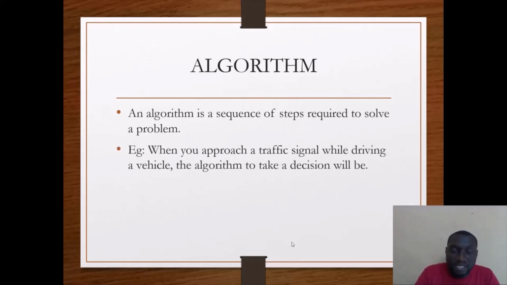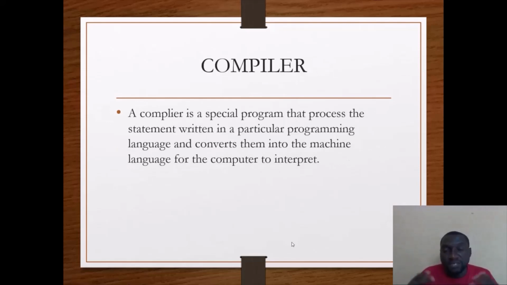The compiler is something like a translator, which converts the programming language, which is written in English, German, or Spanish, into the set of zeros and ones called machine language that the computer can understand. But the computer cannot understand the programming language that the human has written.